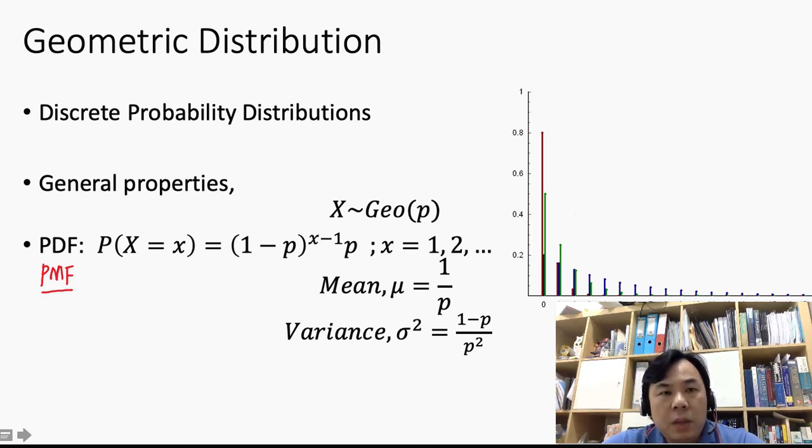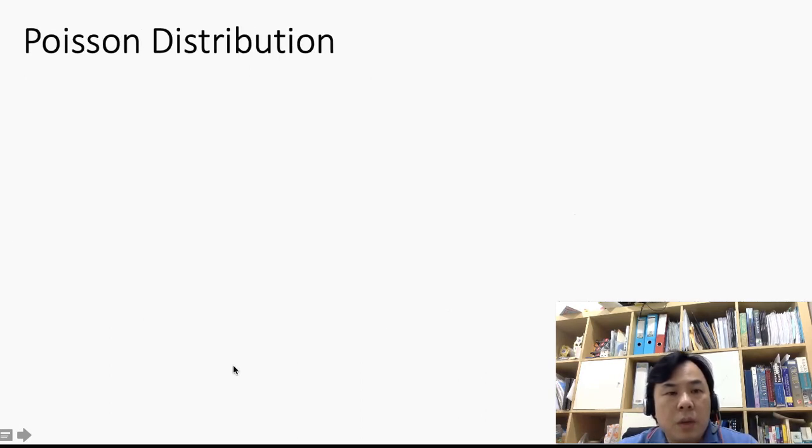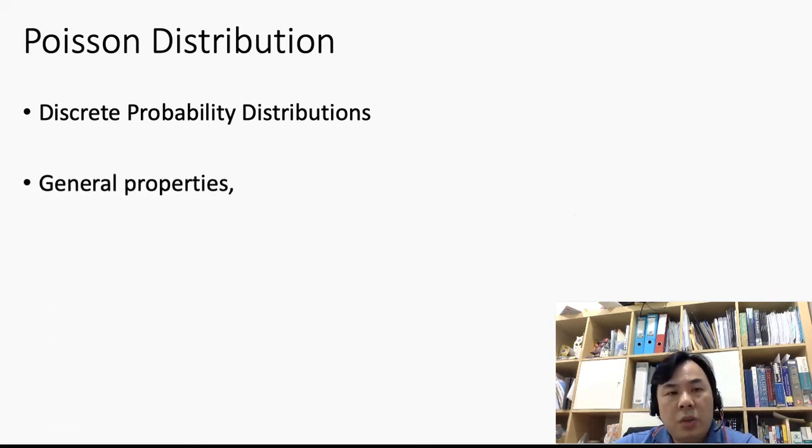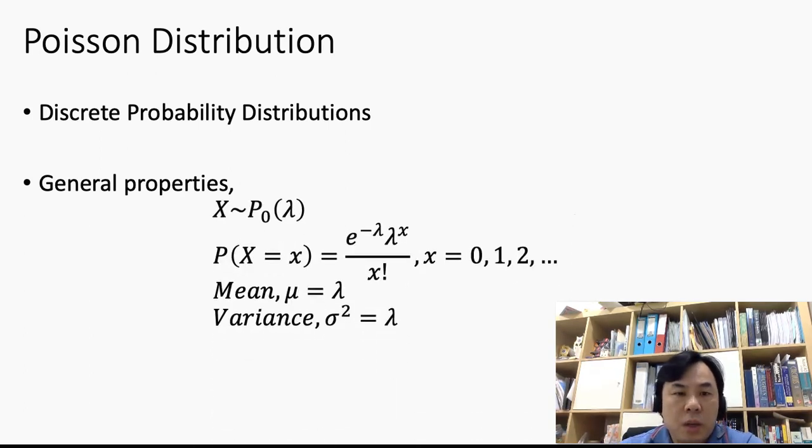Okay, now next, let me clean this up first. So next we have the Poisson distribution. This is yet another discrete distribution. Now the general properties are as follows. We can write its general notation as such: X having a Poisson distribution with a parameter lambda. You can see that from here. This is the parameter here.